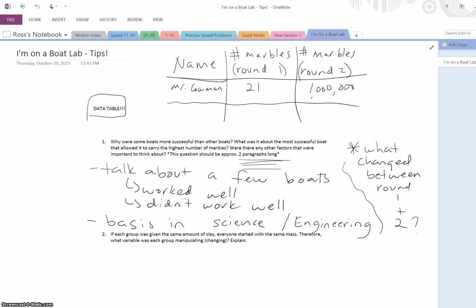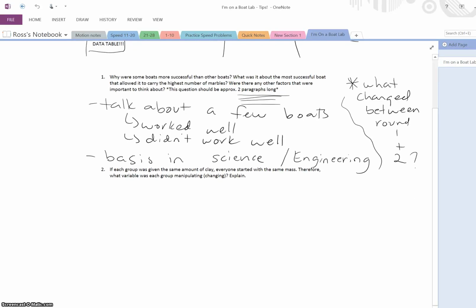Question 2, if each group was given the same amount of clay, everyone started with the same mass. Therefore, what variable was each group manipulating? And manipulate means change, messing around with. Explain. So if we know our density equation, I'm not going to tell you, I want you to remember that, but if we know our density equation, and if we are not changing the mass, what variable or variables are we manipulating? What are we actively changing to make the boats better or worse?